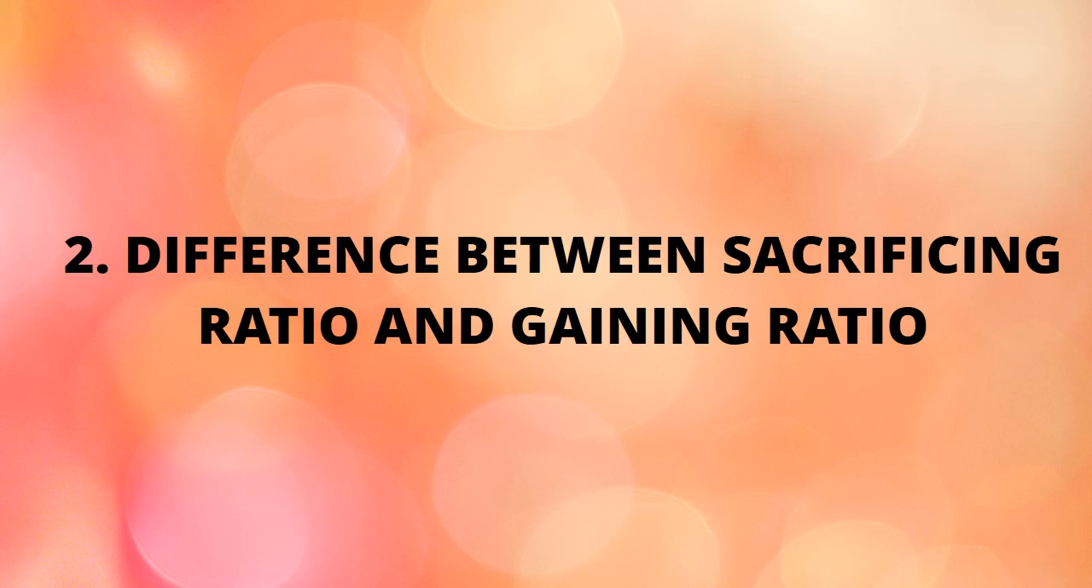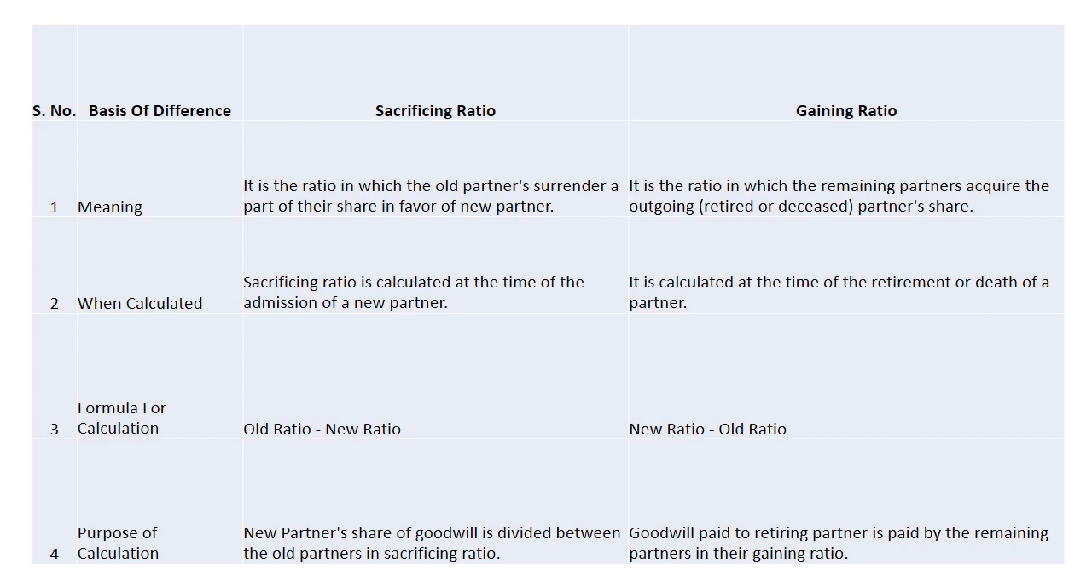Point number 2, the difference between sacrificing ratio and gaining ratio. All the differences are now on your screen. Point number 1, its meaning. Sacrificing ratio is the ratio in which the old partners surrender a part of their share in favor of a new partner. In gaining ratio, what is done?